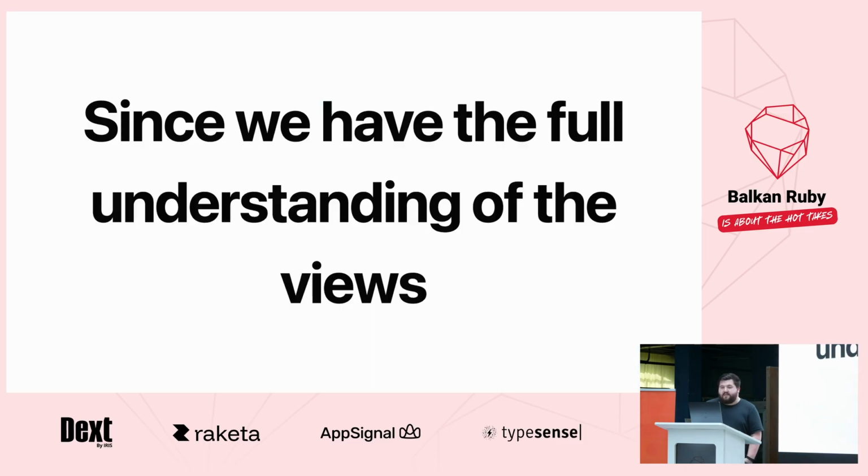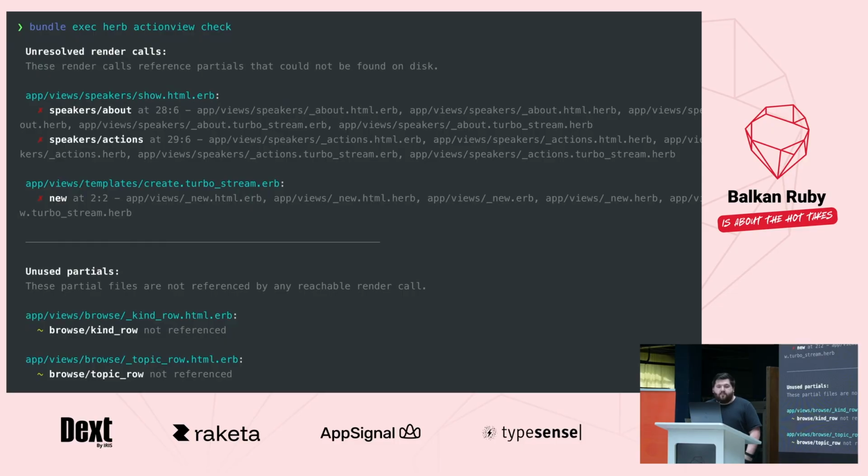And since we have the understanding now of these views, we can also give you some more advanced checks, which means we can show you these unresolved render calls if you don't have enough information to figure out which files are being involved. And we can also show you the unused partials in your app because we couldn't find a call site for them, so you might be able to remove those as a result.